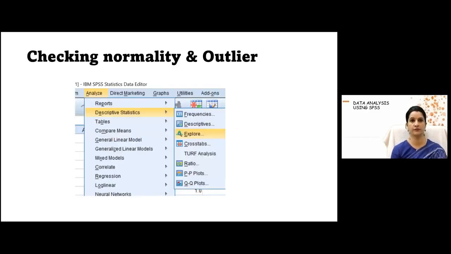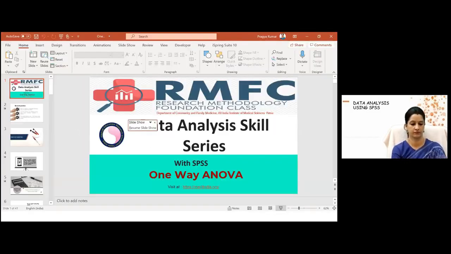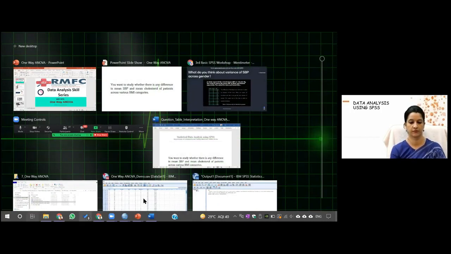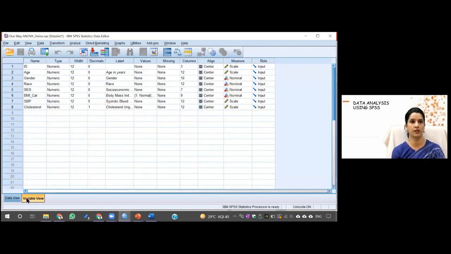So coming to the data set. So this is the data set. I'll explain this data set before I go with the analysis. So you can see here there's the age, gender, race, socioeconomic status, BMI category, systolic blood pressure, diastolic blood pressure. Oh, sorry, DBP is not there. Systolic blood pressure and cholesterol.